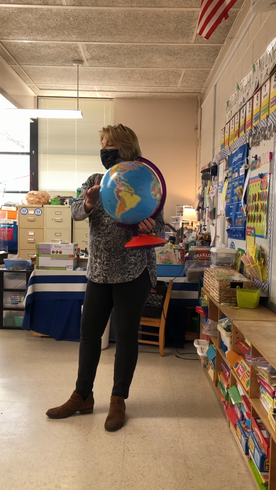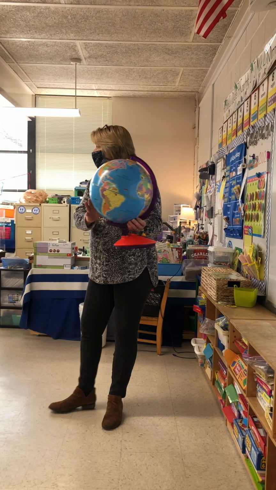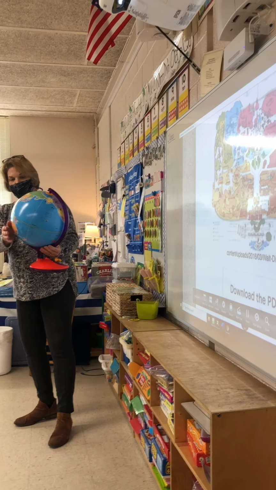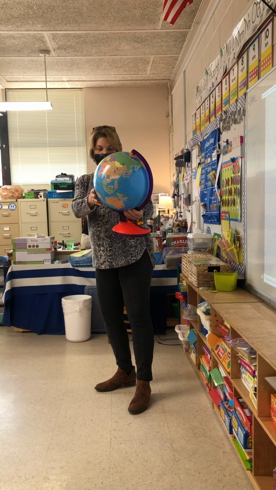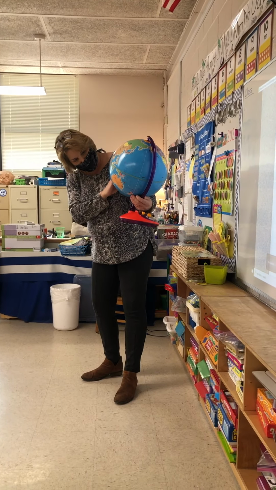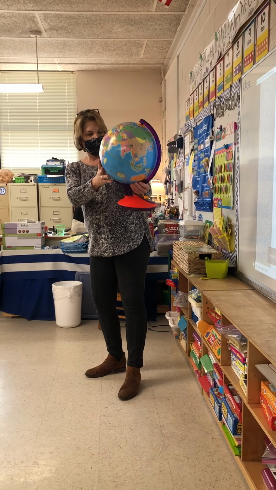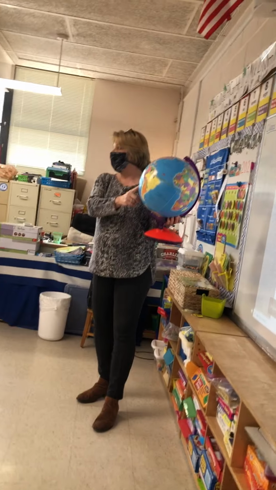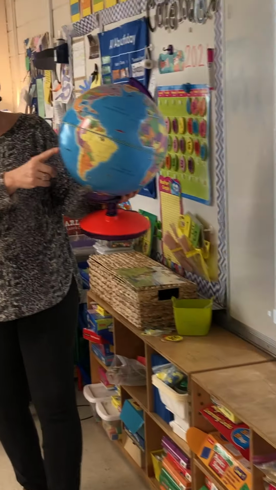What's all this blue stuff? Water. Water, the oceans. Look how much water. Compass rose. How much blue? Oh yeah, we talked about the compass rose. Where is the compass rose? I don't see it on here. You saw it. Here it is. Good observation. You guys are good observers.